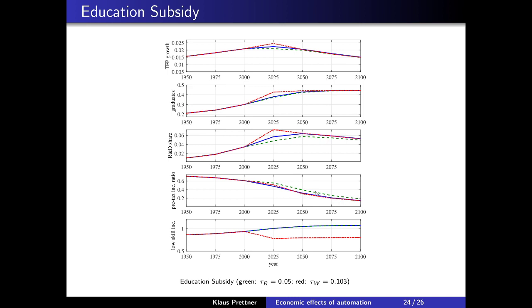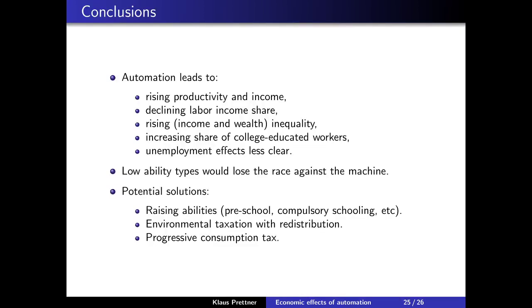So if we have this education subsidy but finance it by a robot tax, we would even have fewer graduates, because the disincentivizing effect on research and development and on the increase in the skill premium, as a knock-on effect, is just stronger than the direct subsidy effect. So we can now come to the conclusions.